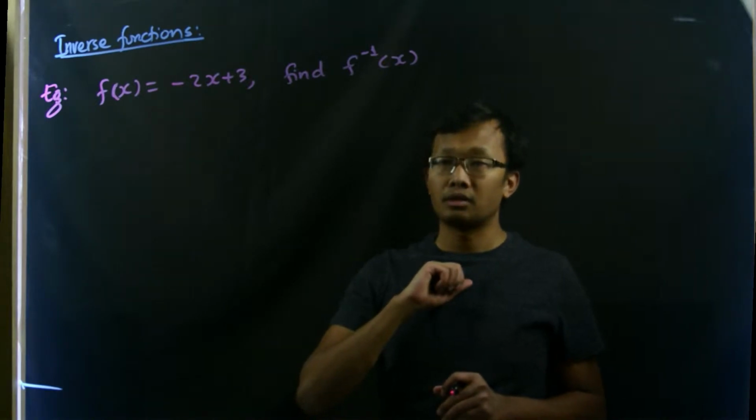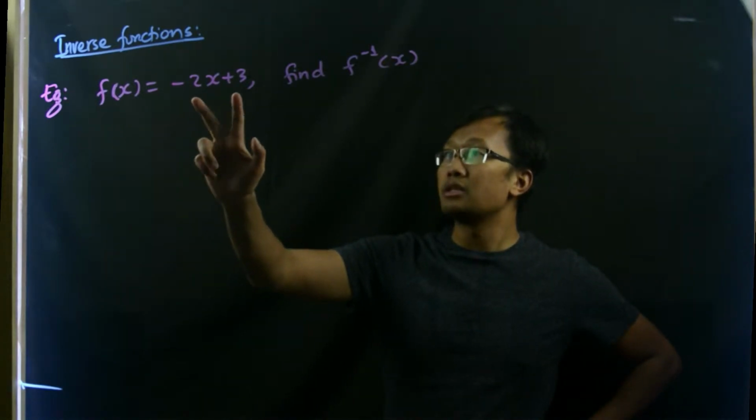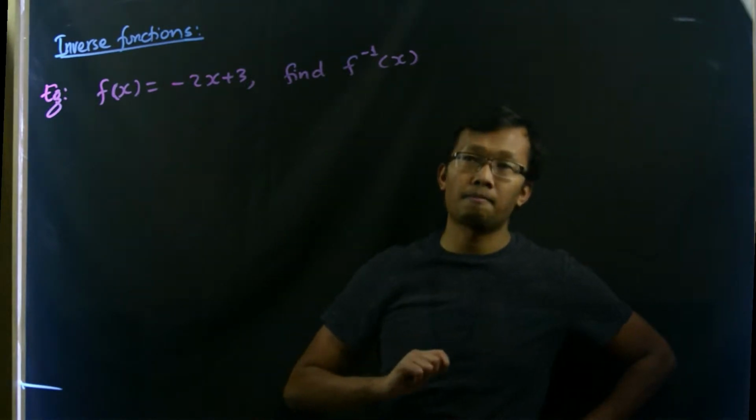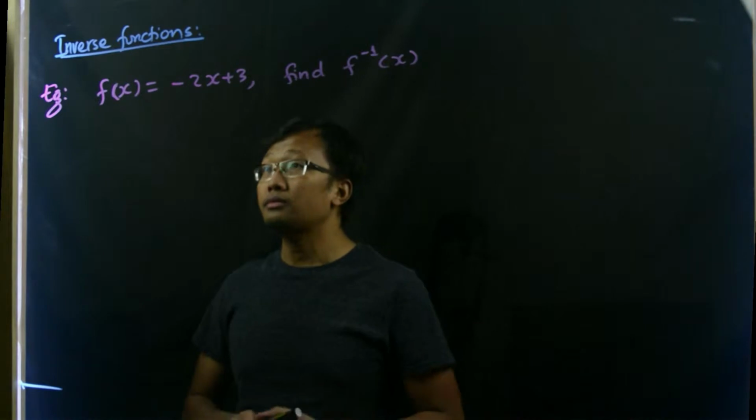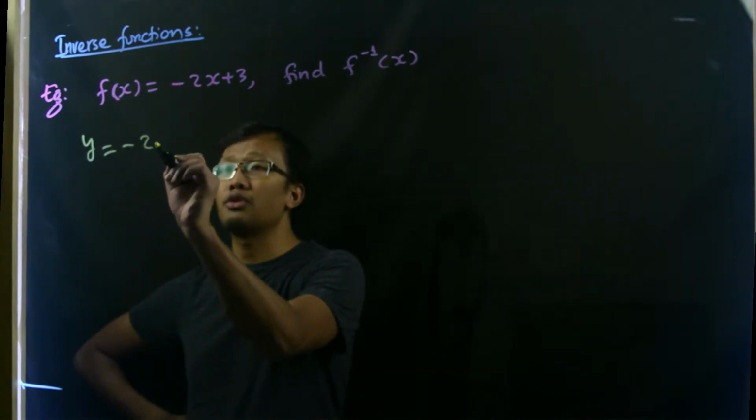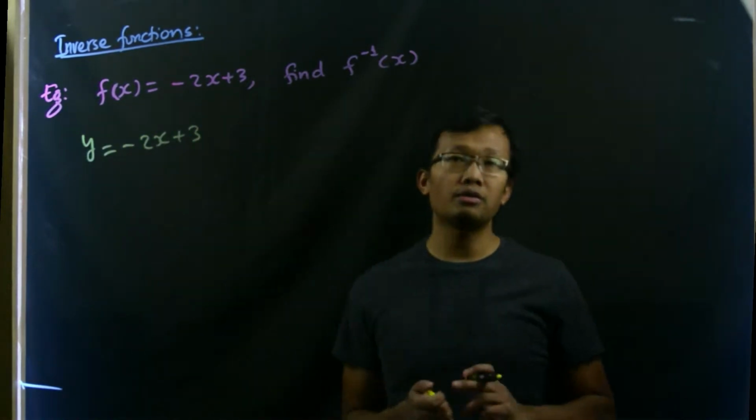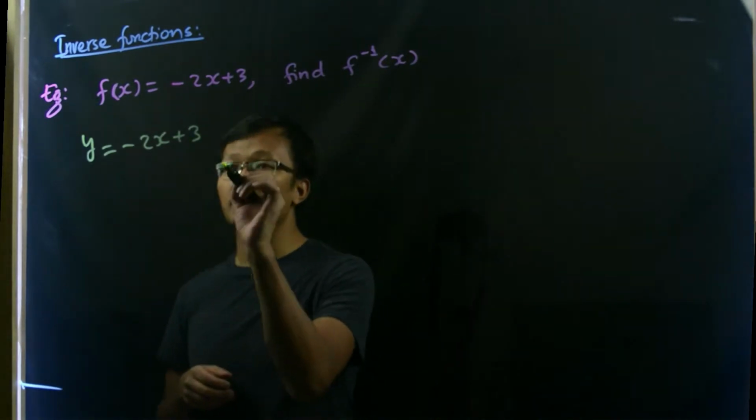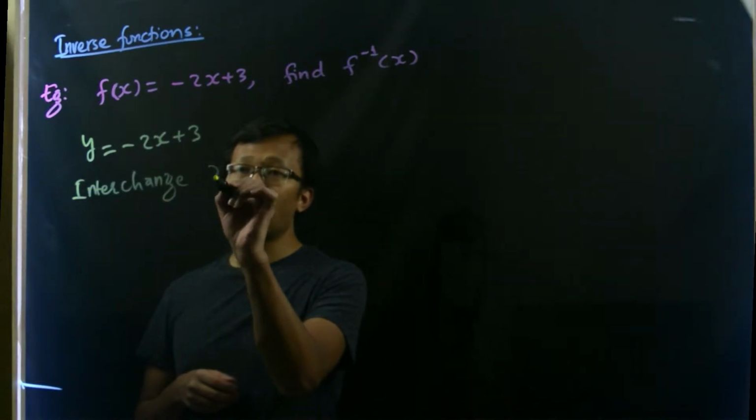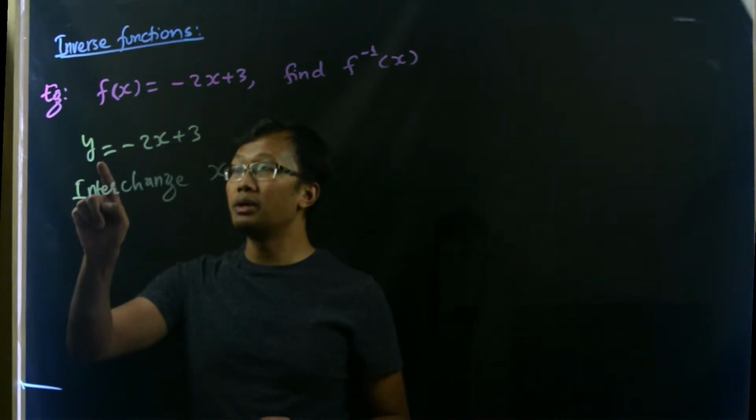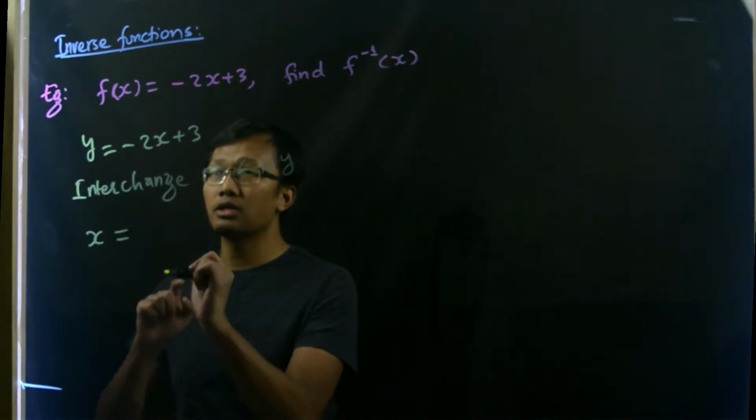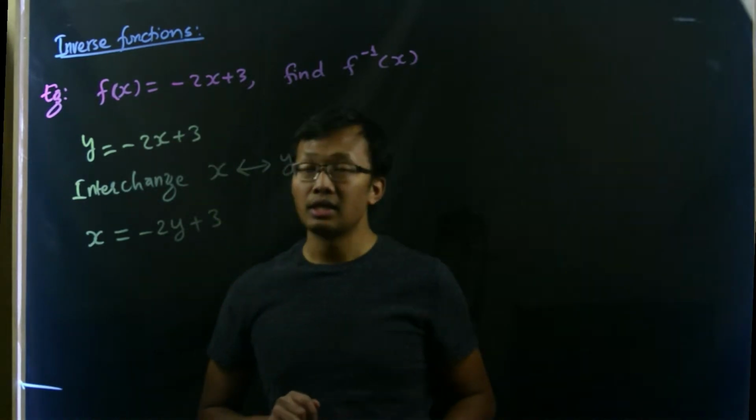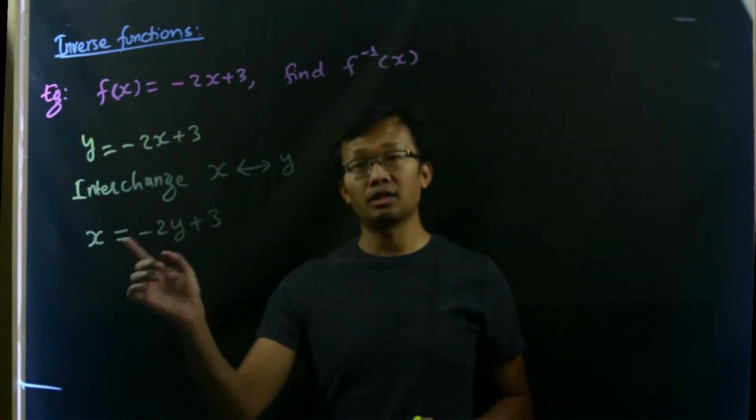If f of x is given as negative 2x plus 3, let us find the formula of f inverse of x. Suppose y equals negative 2x plus 3. Since we know that f and f inverse have their domain and range interchanged, we interchange x and y. That means x equals negative 2y plus 3. Then solve for y in terms of x.